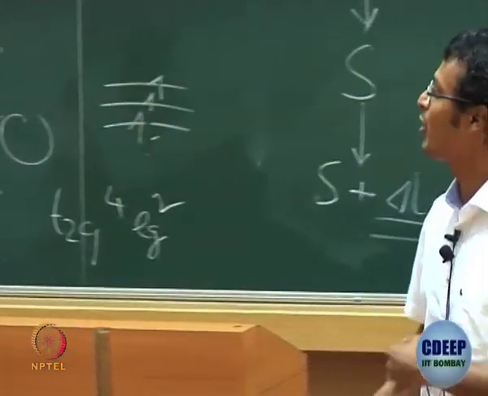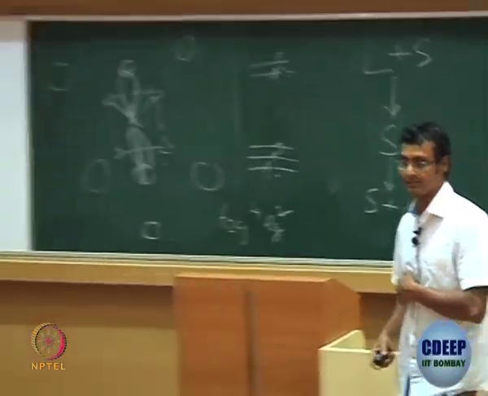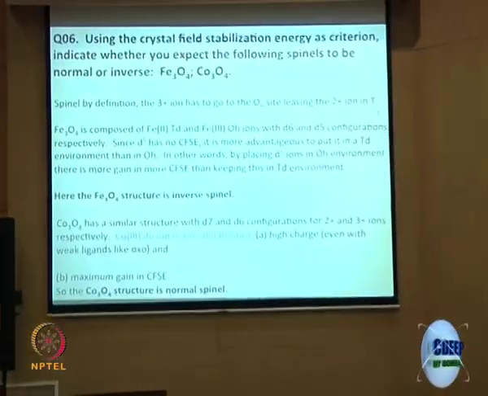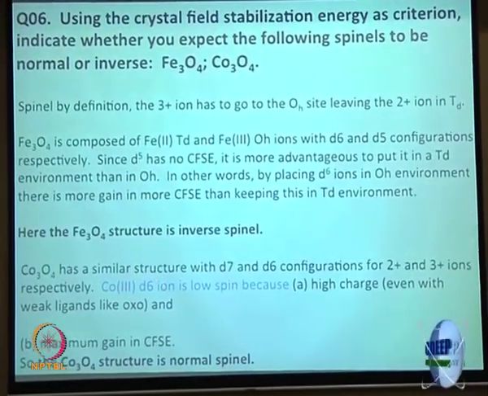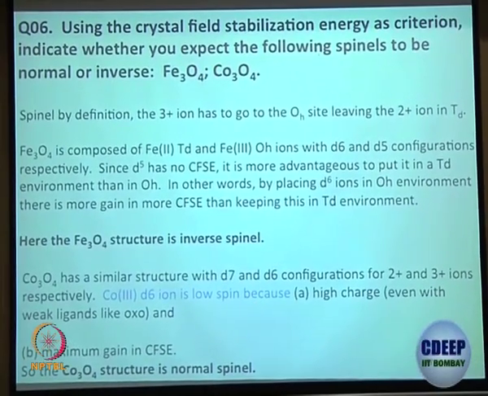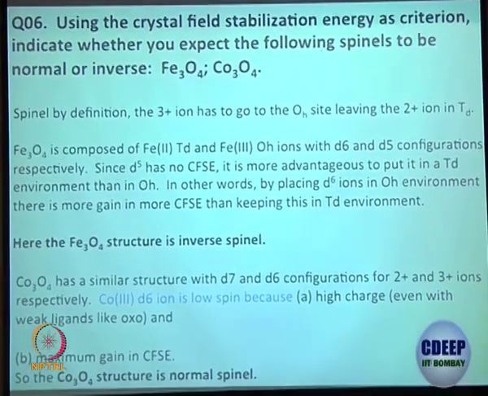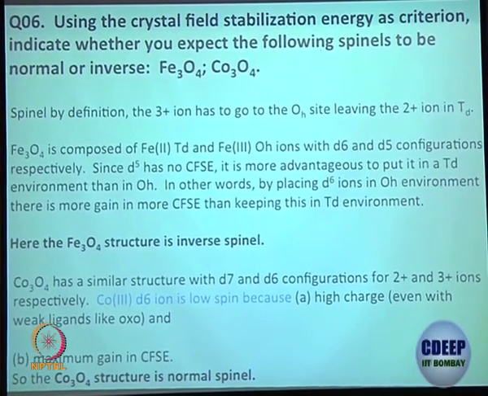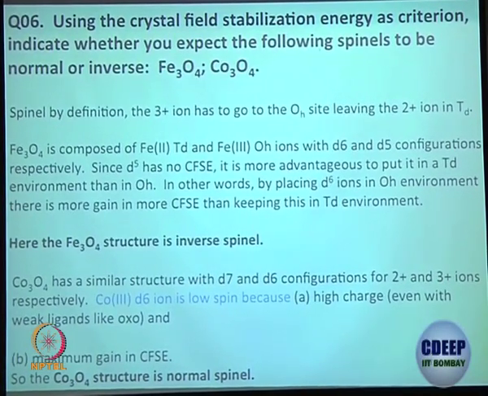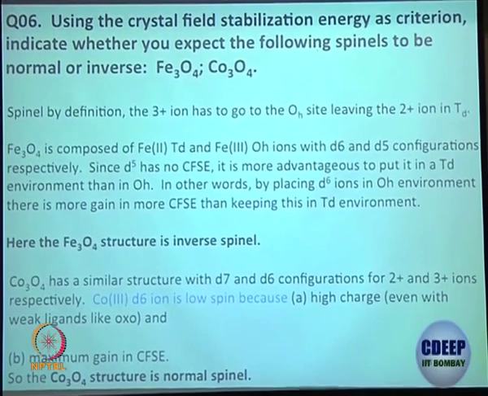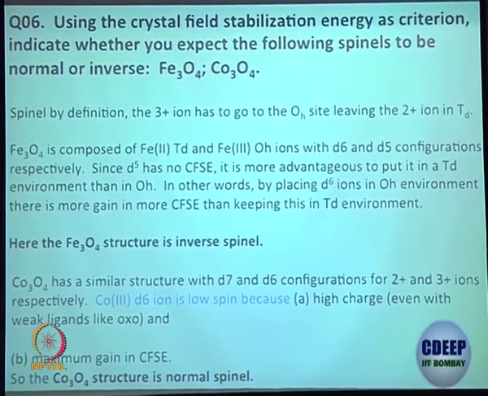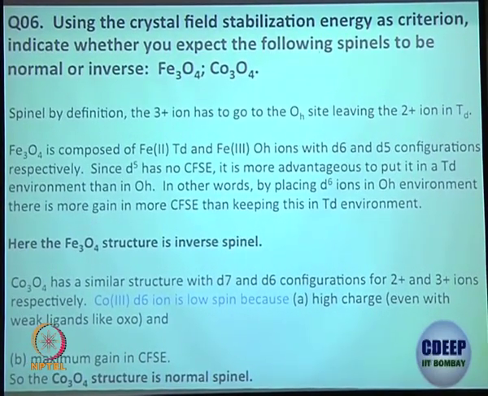Now Co3O4 is a little tricky case, because Co3+ is low spin. Cobalt D6 ion is low spin because of high charge, even with a weak ligand. This is a tricky case.